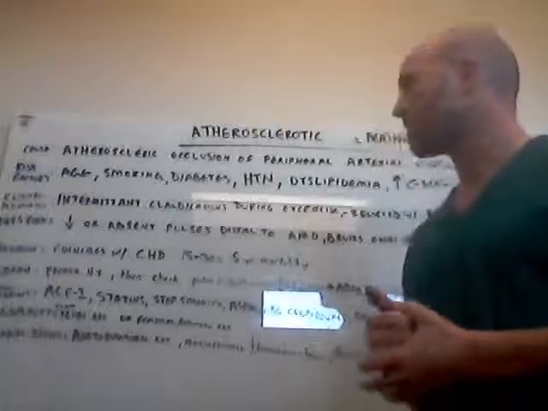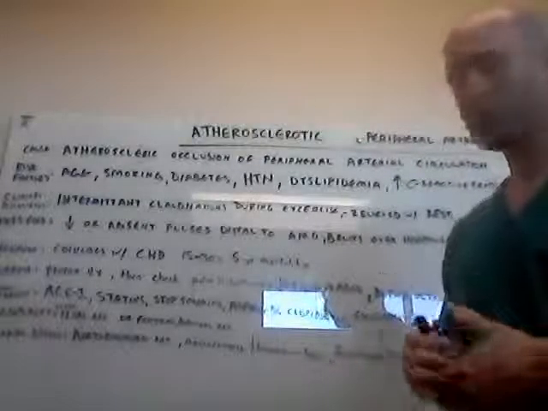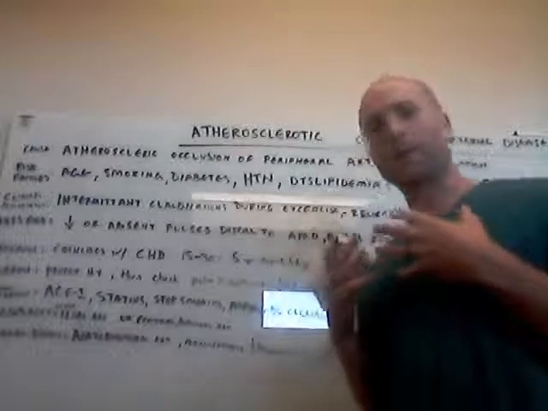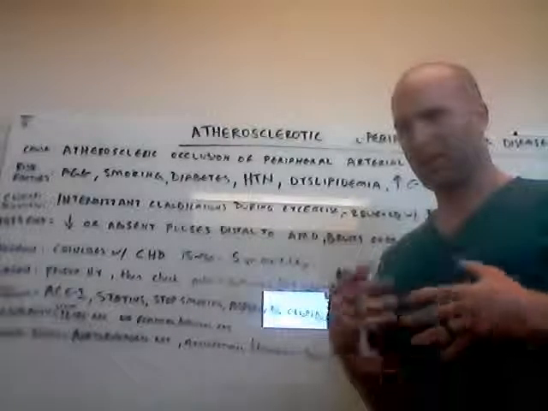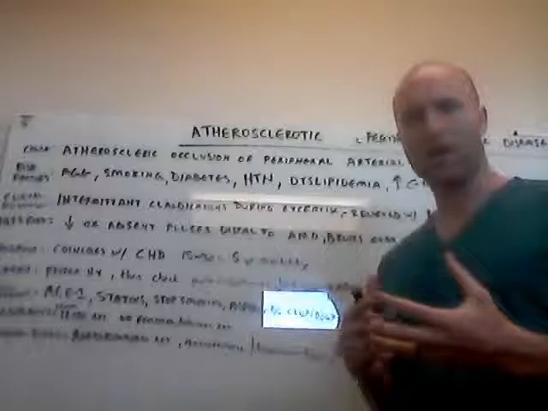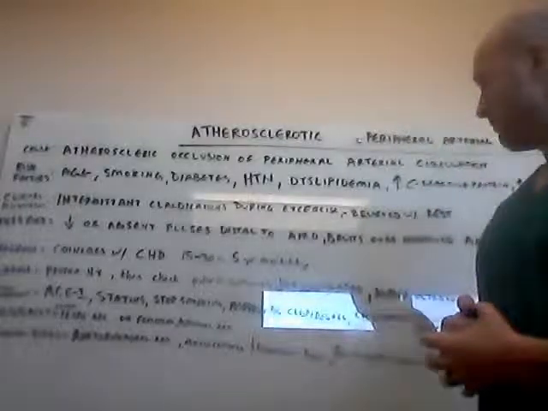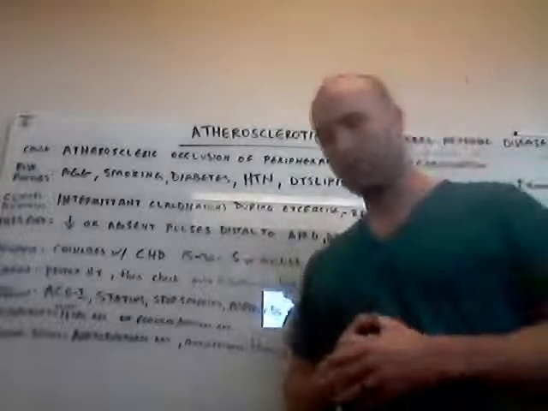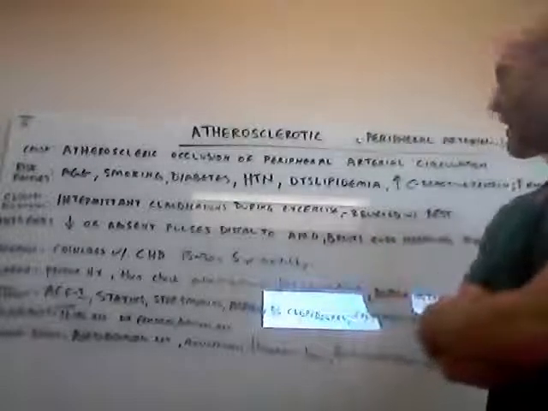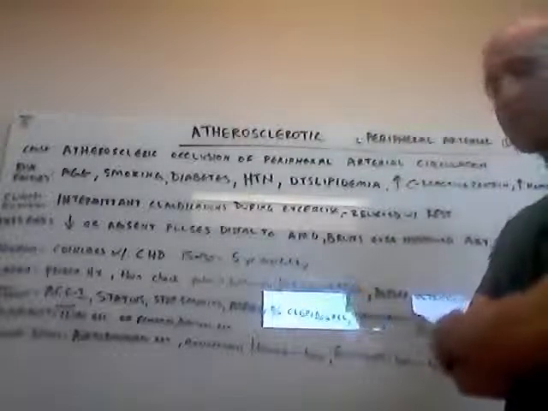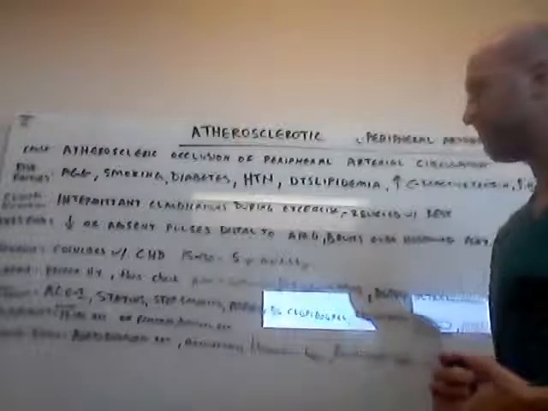What is the clinical presentation? Usually they're going to have some pain, like an intermittent claudication, which is cramping, aching pain, numbness, that sort of thing, during exercise. They'll be exercising, doing something, and all of a sudden some part of their body will hurt or ache or cramp. And then when they stop exercising, it goes away again.